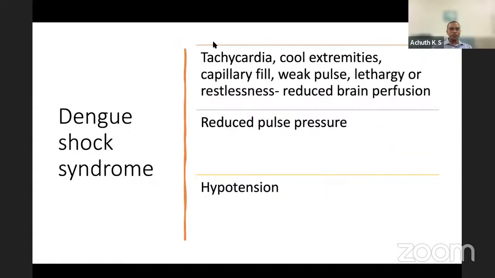Coming to dengue shock syndrome, these features are very much important. You have to write them in your exam. That is tachycardia, cool extremities, capillary refill is low, weak pulse, lethargy and restlessness, and reduced pulse pressure and hypotension. Please do not forget these features of dengue shock syndrome, which are very important for diagnosis.